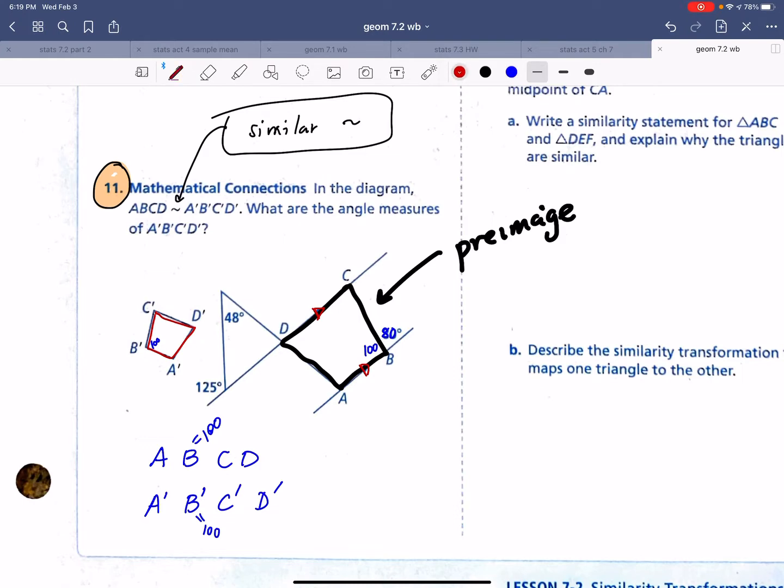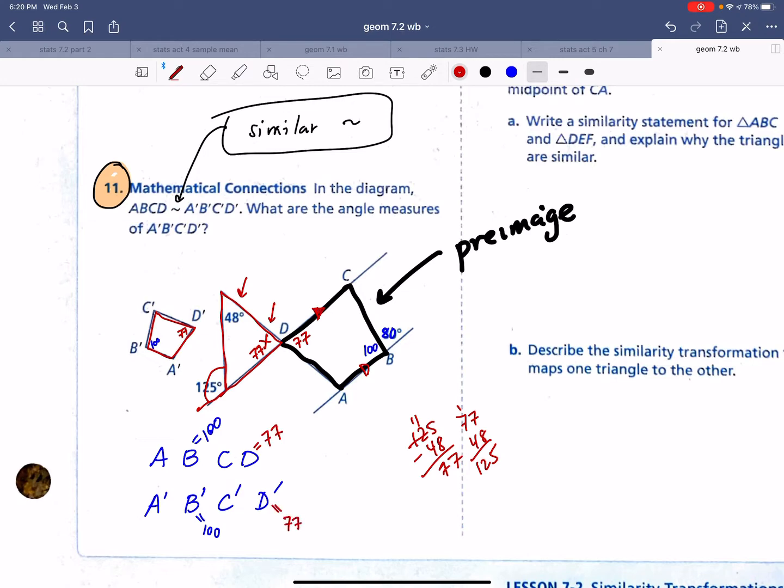Let's see. This is an exterior angle. We know the two remote interior angles add up to the exterior angle. So what is that? 125 take away 48 is 77. Let me just double check my answer there. Yes, it looks like this is 77, and so that would make angle D 77. Since angle D is 77, D prime would also be 77.